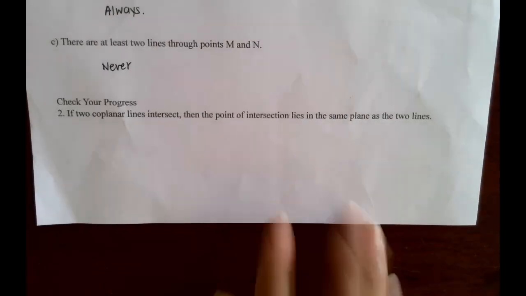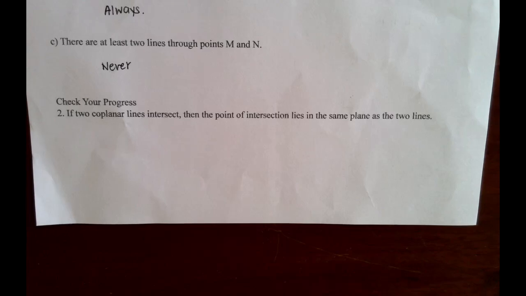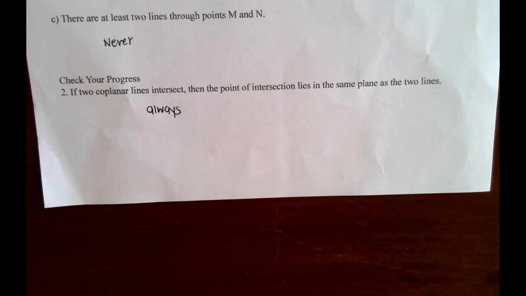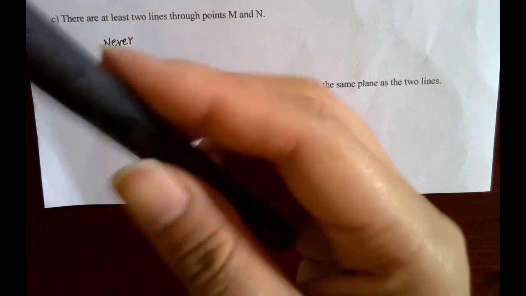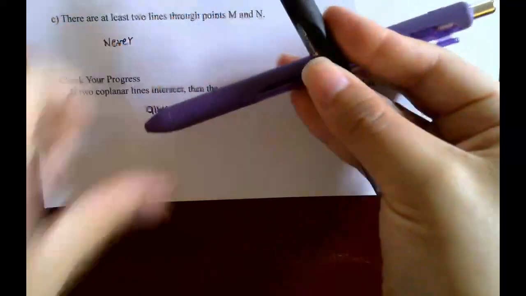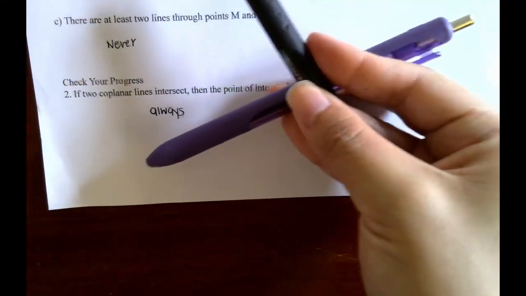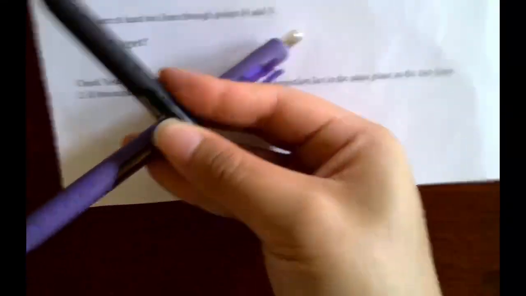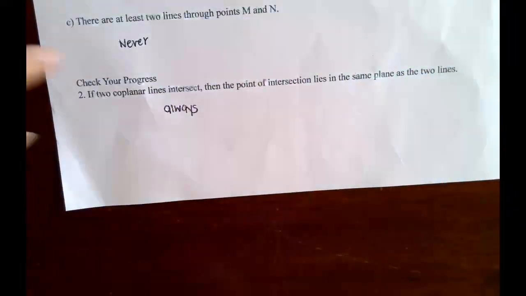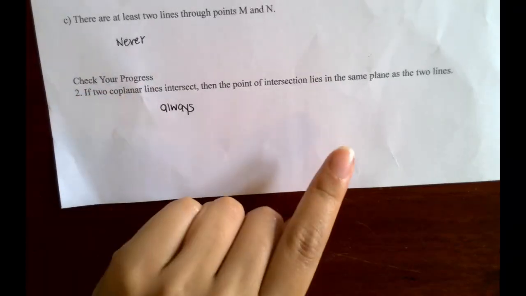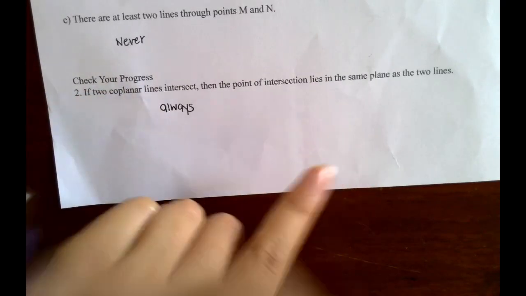You're going to work on check your progress 2 and then come and check your answer once you're done. Number 2 is always true no matter how you imagine it. If 2 lines are on the same plane and they're intersecting, that's the definition of coplanar, that they're going to lie in the same plane, right, wherever they intersect.